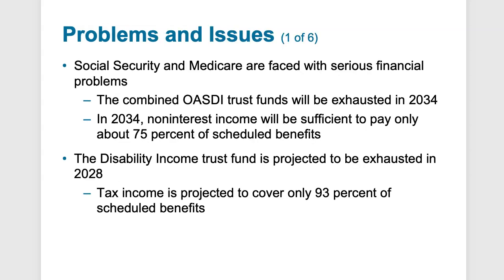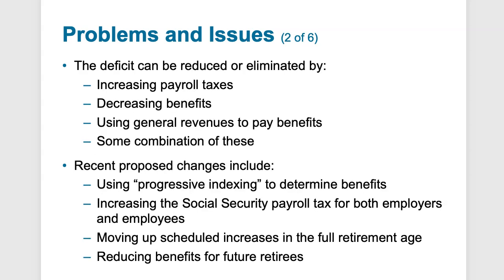Okay, some problems and issues with Social Security and Medicare. One which I talked about a little bit before is going to be the financial problems. That the trust fund is going to be exhausted relatively soon, and there's not enough money being pulled in to pay for a majority of benefits. So this is a problem. The disability trust fund is going to be exhausted within this decade as well, and the tax income is only going to cover less than 100% of the scheduled benefits. So this is a major problem of underfunding, and this is related to a certain number of factors.